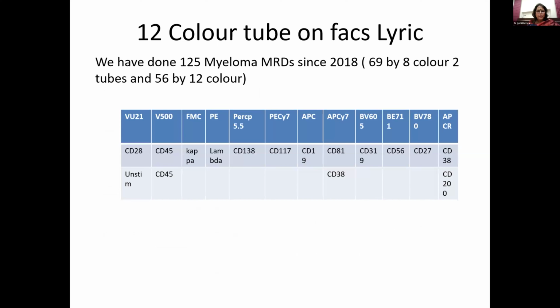Next slide. As things changed, we also moved to a 12-color tube since 2018, and have done a large number of cases on that. Here we added another tube, CD319. Why did we add this tube? Because daratumumab, as Dr. Deepika told you, is an anti-CD38 antibody. So CD38 cannot be used for gating the plasma cells now. So 319 was added. And then next slide.